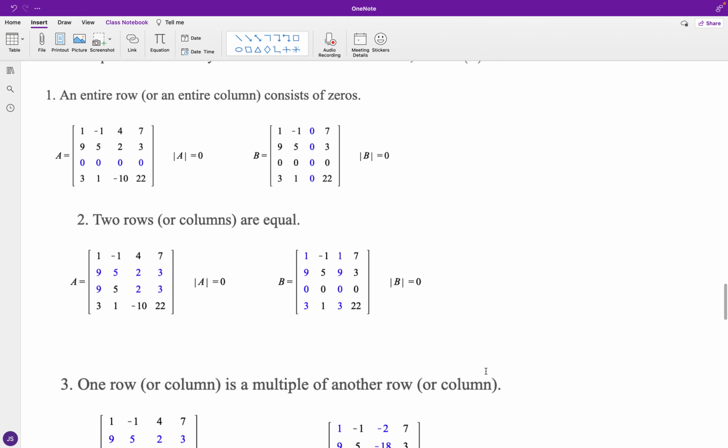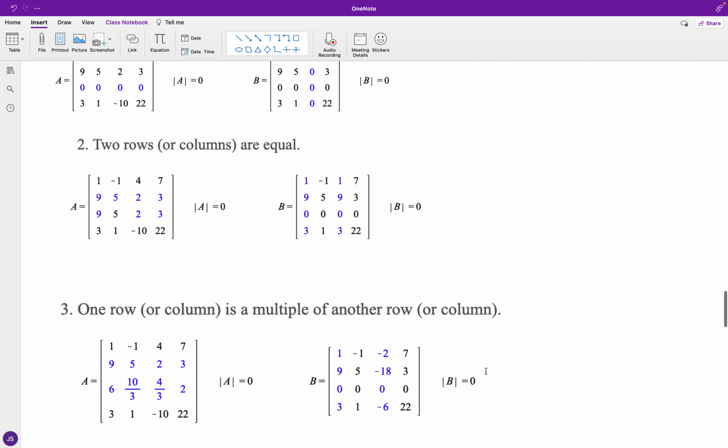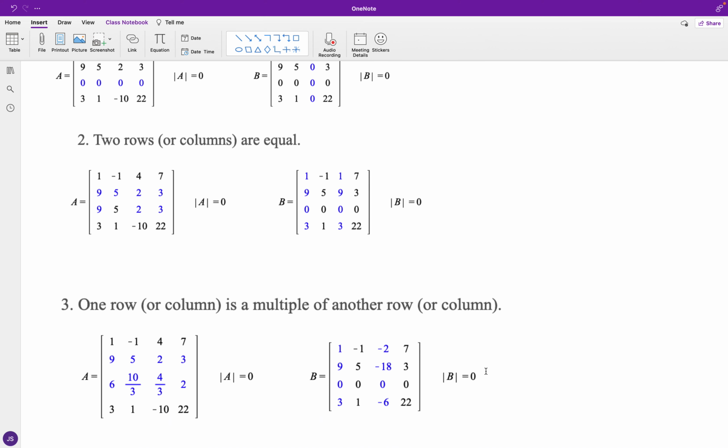And furthermore, if you have one row or column that is a multiple of another row or column, as in the case of matrix A, the determinant is equal to 0 on the basis of this third property. You could say that the third row is 2/3 the value of the elements in the second row, or the other way around, the second row elements will be 1.5 times what we have in the third row.